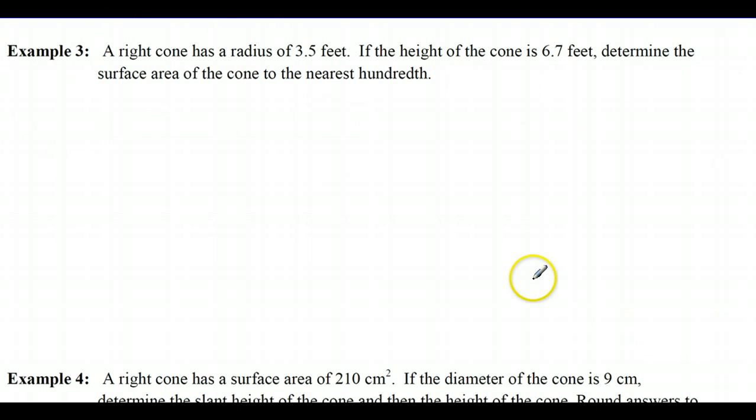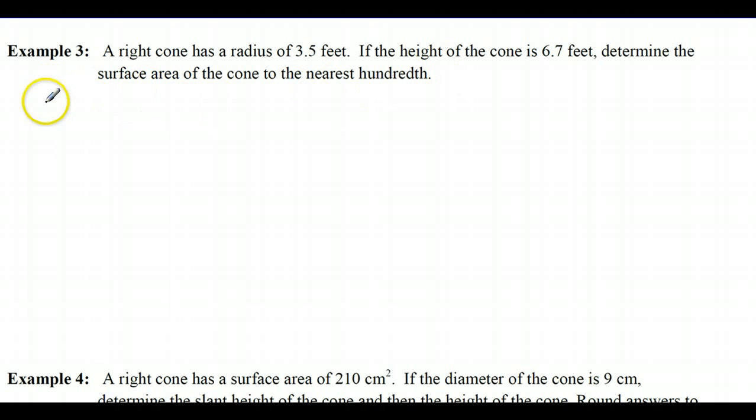Let's use it. Example 3. A right cone has a radius of 3.5 feet. The height of the cone, remember that's the distance from the base to the top point, the apex, is 6.7 feet. This is not the slant height. Determine the surface area of the cone to the nearest hundredth.